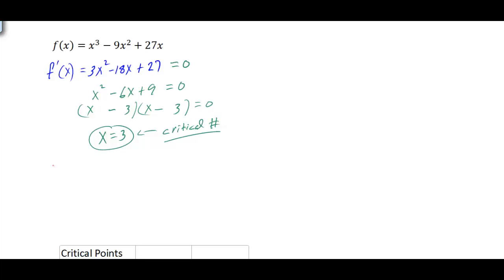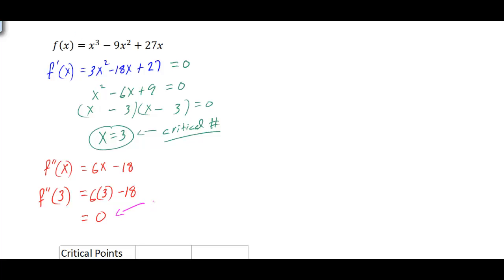So now we need to calculate the second derivative, because that's going to give us our concavity. So the second derivative here would simply be 2 times 3, which is 6x minus 18. So if we evaluate the second derivative at our critical number, which is 3, notice here we're going to get 6 times 3, which is 18, minus 18. We end up with 0.